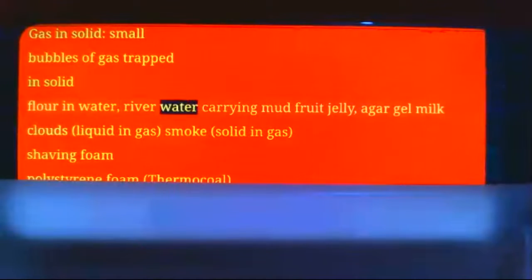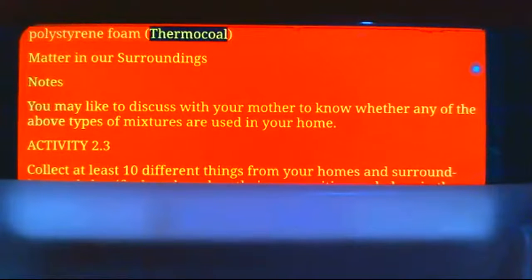Examples: flour in water, river water carrying mud, fruit jelly, agar, gel, milk. Clouds: liquid in gas. Smoke: solid in gas. Shaving foam. Polystyrene foam, Thermocol. Matter in our surroundings. Notes. You may like to discuss with your mother to know whether any of the above types of mixtures are used in your home.